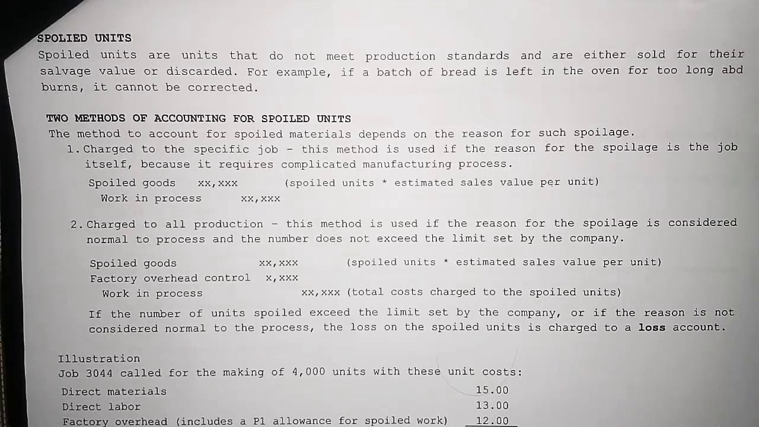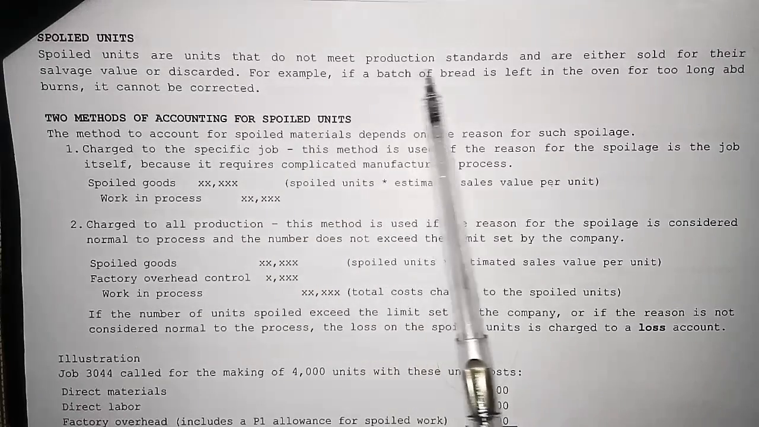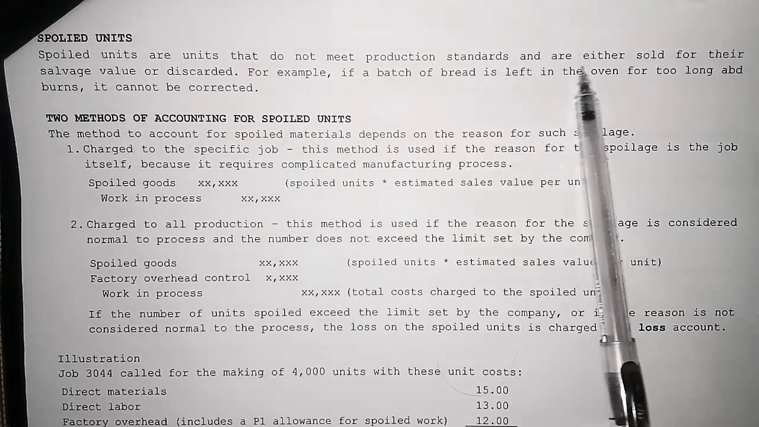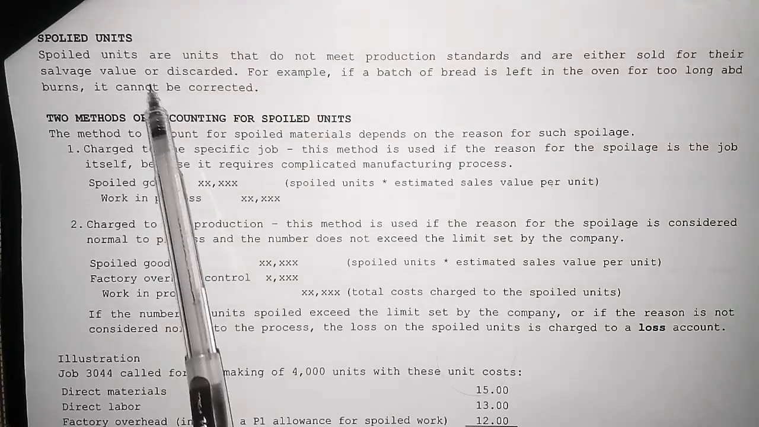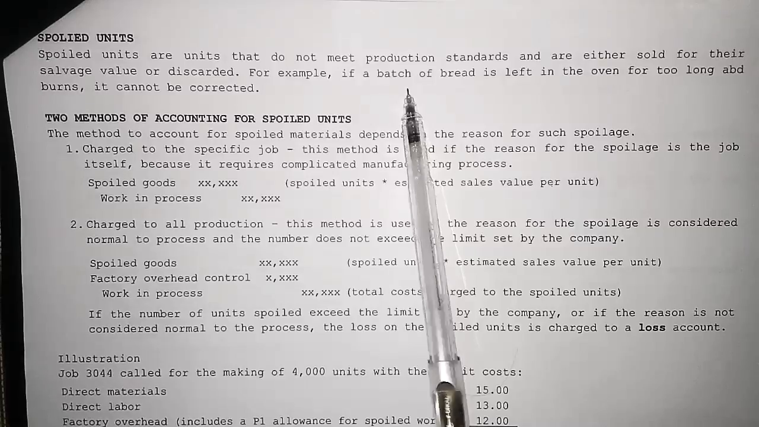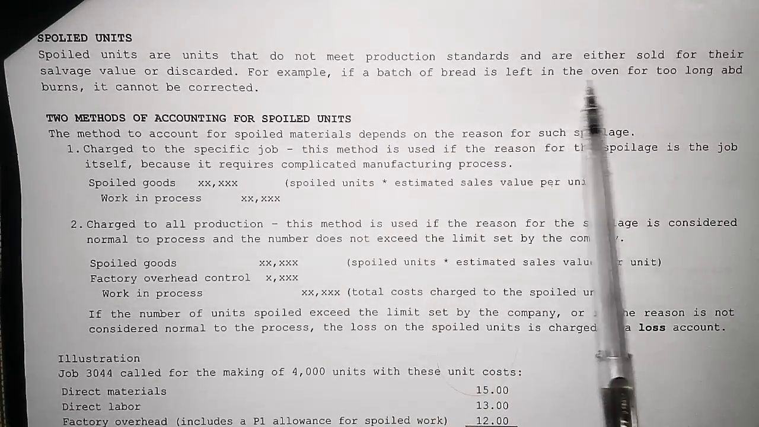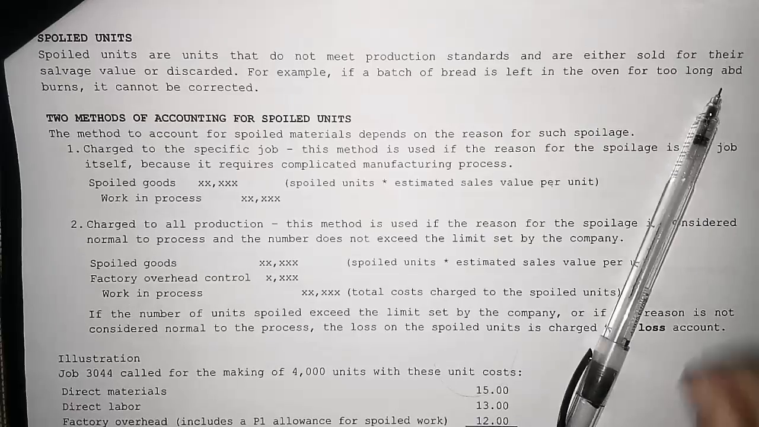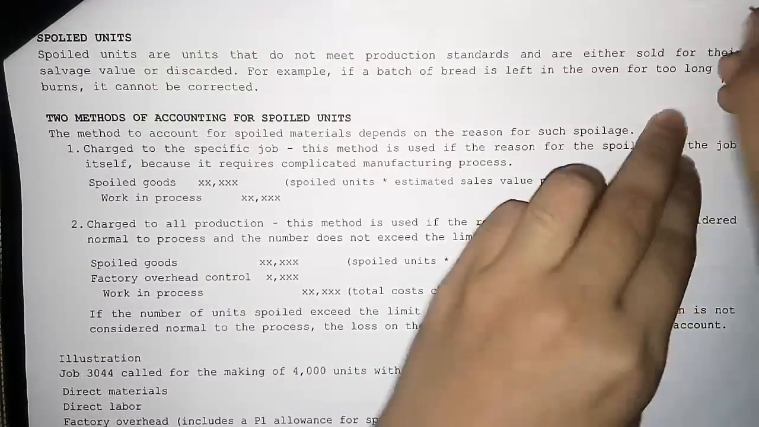Spoiled units. Spoiled units are units that do not meet production standards and are either sold for their salvage value or discarded. For example, if a batch of bread is left in the oven for too long and burns, it cannot be corrected.